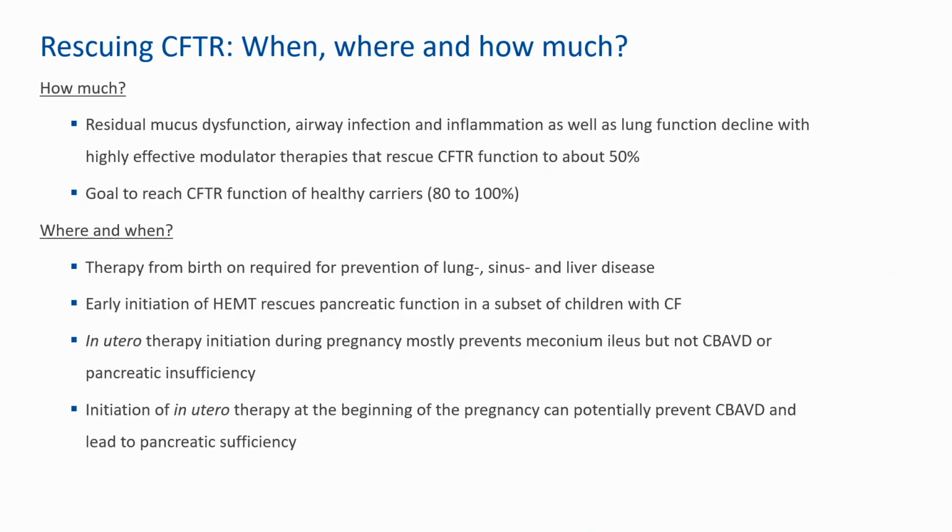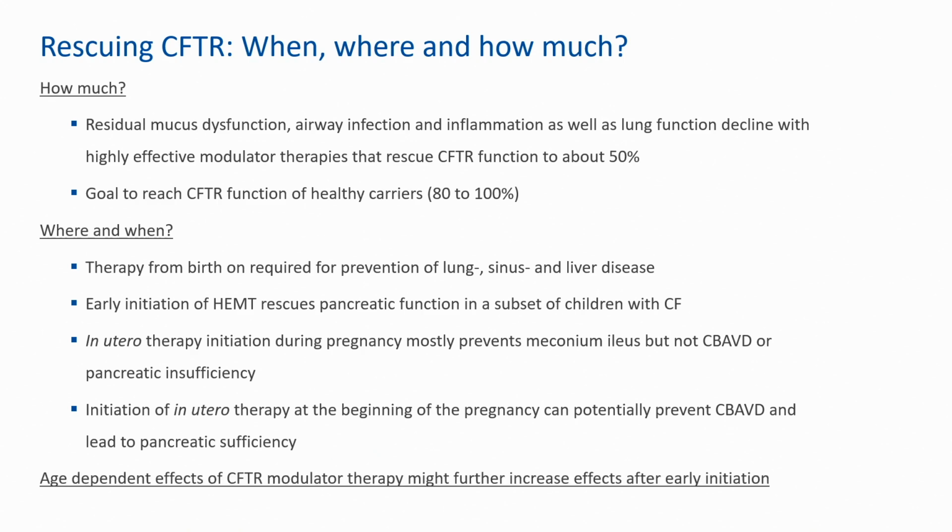But I think therapy from birth on might be able to prevent lung, sinus, and liver disease. And we know that early initiation can rescue pancreatic function in a subset of CF patients. But then really in utero therapy would be the best to treat the disease. And late or during pregnancy might prevent meconium ileus, but not CBAVD or pancreatic insufficiency. So we really start to treat at the conception level or before. And the age-dependent effects of CFTR modulators might even further increase the effects seen after early CFTR modulator initiation.